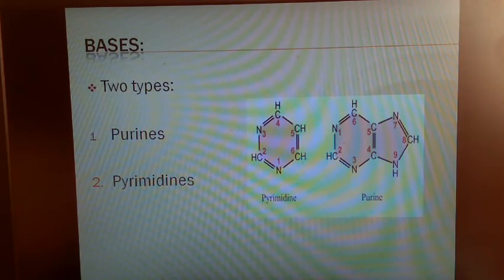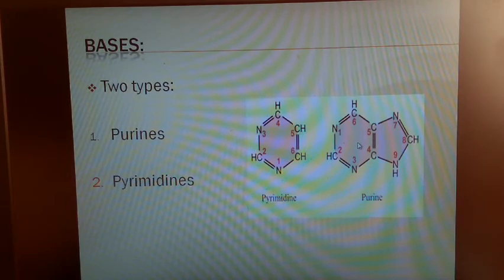Next one, bases. As we have already studied the sugars, now we are moving on to bases. Bases are of two types, one is purine and another one is pyrimidine. You can observe the structures of purine and pyrimidine. Under purines, once again we have different molecules, likewise under pyrimidine. The general original structure of purine is this one, and a slight change in this will give rise to different forms.